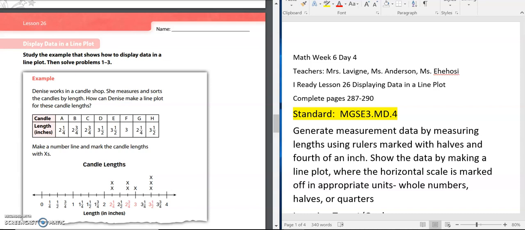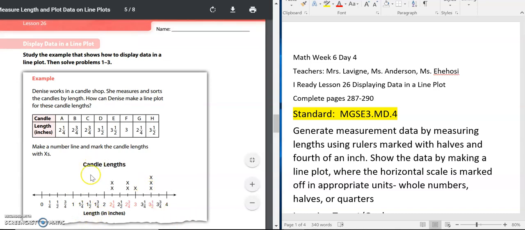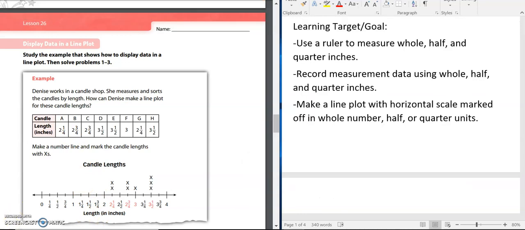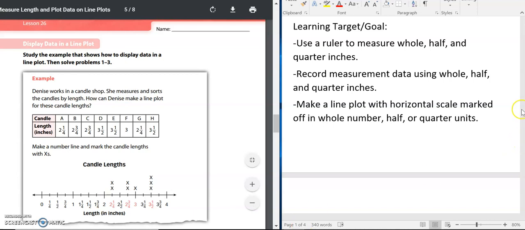Your standard for today: generate measurement data by measuring lengths using rulers marked with halves and fourths of an inch. Show the data by making a line plot where the horizontal scale is marked off in appropriate units: whole numbers, halves, and quarters. Your learning target goal: use a ruler to measure whole, half, and quarter inches. Record measurement data using whole, half, and quarter inches. Make a line plot with a horizontal scale marked off in whole number, half, or quarter units.